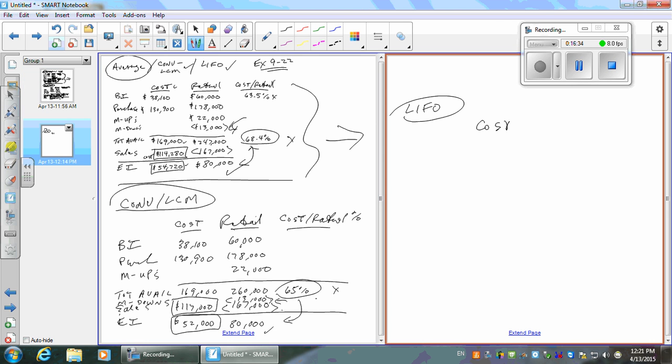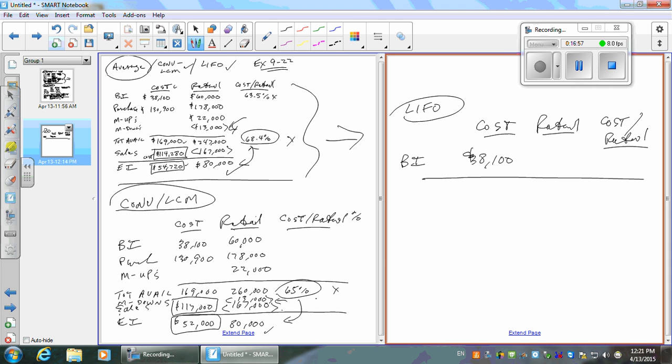Cost, retail, cost divided by retail, obviously the cost-to-retail percentage, okay? Beginning inventory separated. So the beginning inventory was what? 38.1 at cost. What was it at retail? 60,000. What was the percentage? 63.5.